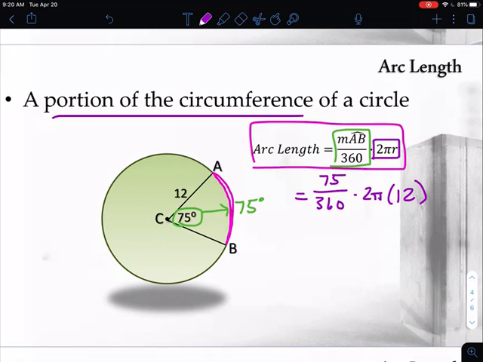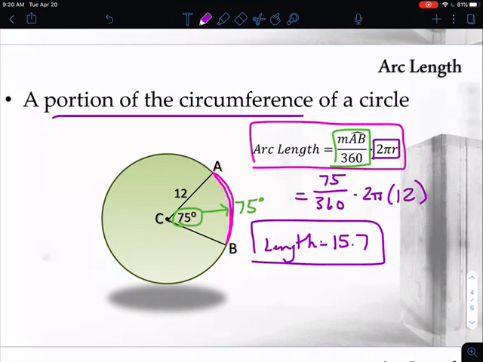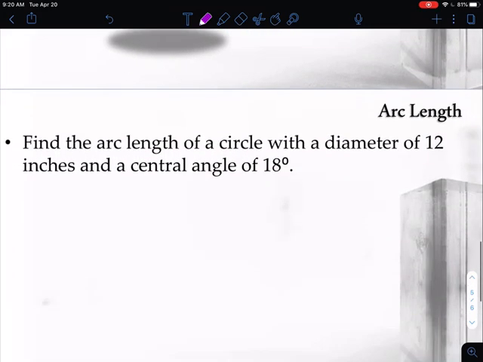I'm going to take 75 divided by 360 times 2 times pi times 12, and I can just plug that all in. What I end up with as an arc length is 15.7. As far as arc length is concerned, it's just a matter of putting the numbers into the equation and then using the calculator to give us a value from there. So there's my arc length for a picture like this.